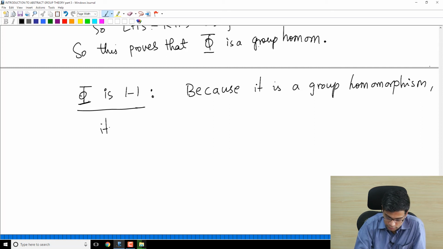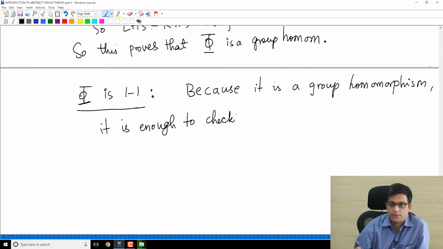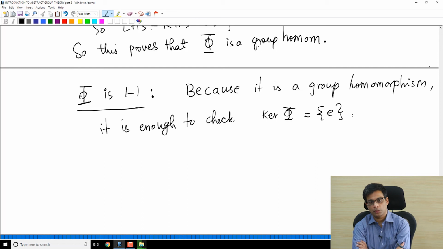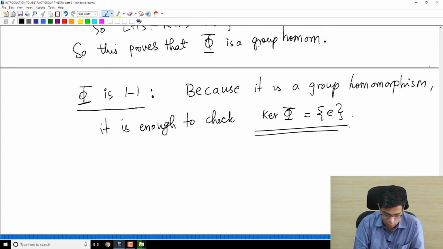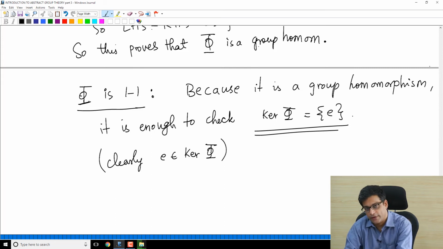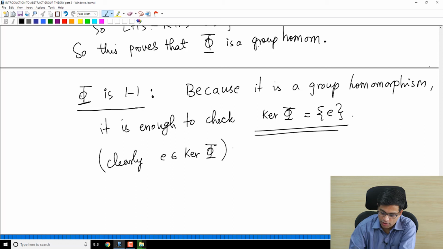It is enough to check what? A group homomorphism is 1-1 if and only if the kernel of capital phi is the identity element of G. Remember, a group homomorphism is 1-1 if and only if its kernel is identity. So this is what I am going to check. So clearly e belongs to kernel phi. Remember, this requires no additional statement because this follows immediately from the fact that phi is a group homomorphism. So it sends identity to identity. So we need to check the opposite inclusion.